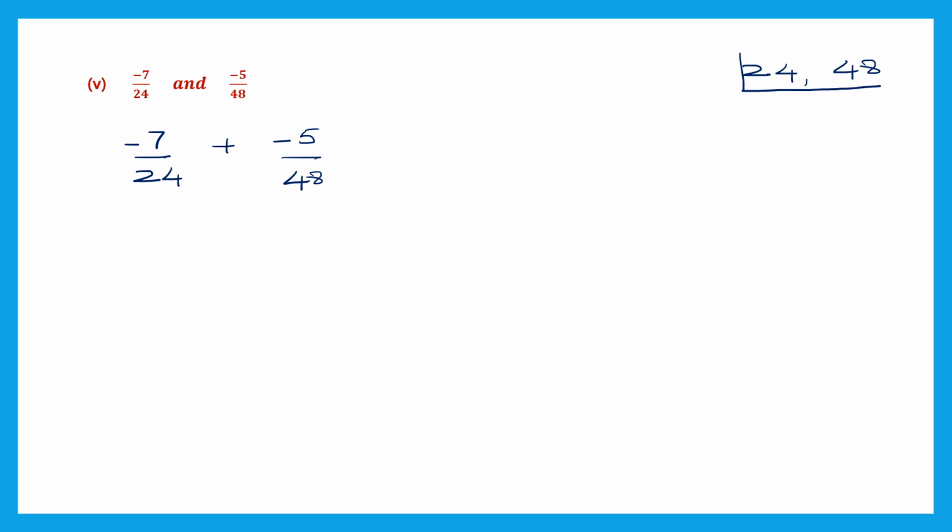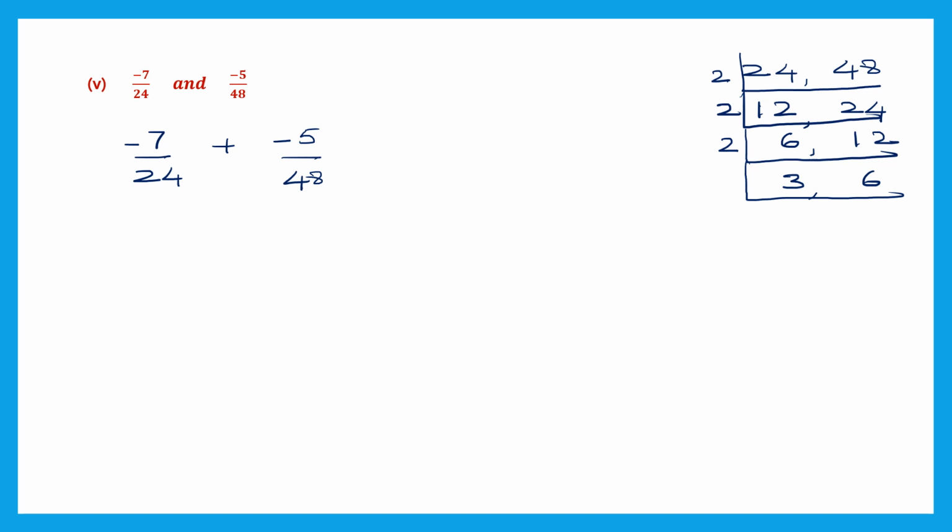Now we can use 2 itself here. 2 1s are 2, 2 2s are 4. That means 2 12s are 24. Now 2 2s are 4, 2 4s are 8. 2 into 24 is 48. Now continue with 2. 2 6s are 12, 2 12s are 24. Again we can continue with 2. 2 3s are 6, 2 6s are 12.